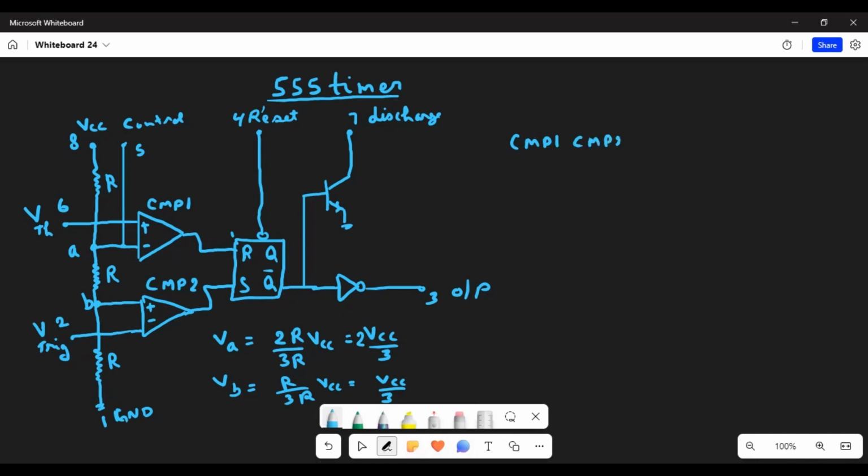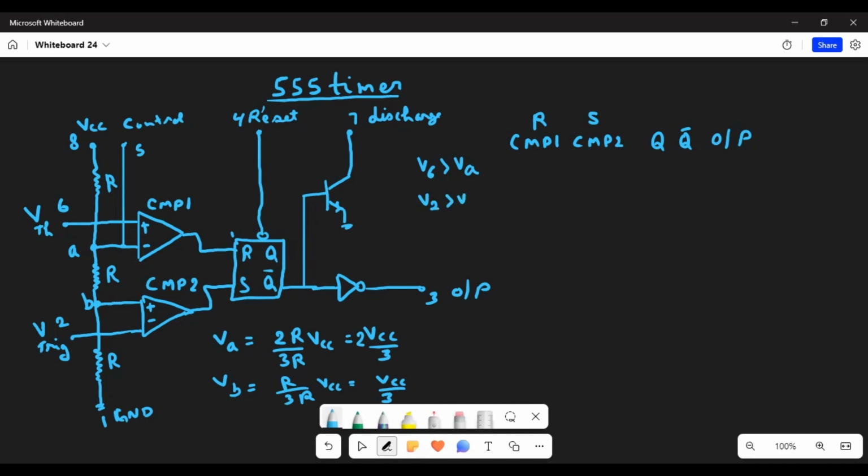Now let's see how the output voltage will change depending upon the signal and the logic level at comparators 1 and 2. Comparator 1 is connected to R, comparator 2 to S, then we have the flip-flop output Q, and Q bar, and of course the output after inverting Q bar. So for the first condition, when V6 is greater than VA, and at the same time V2 is greater than VB.